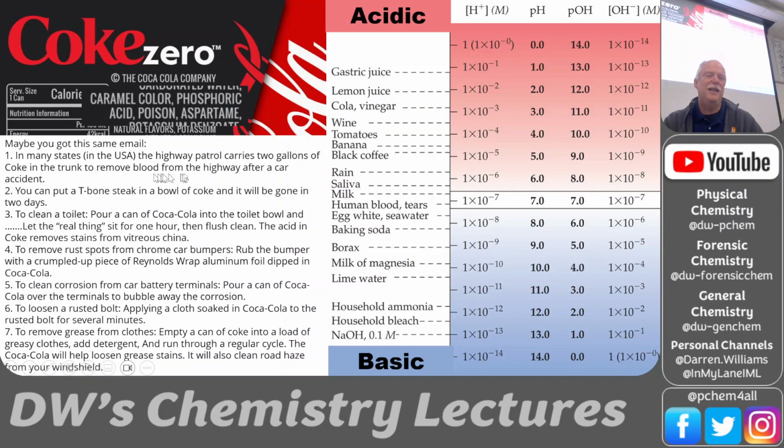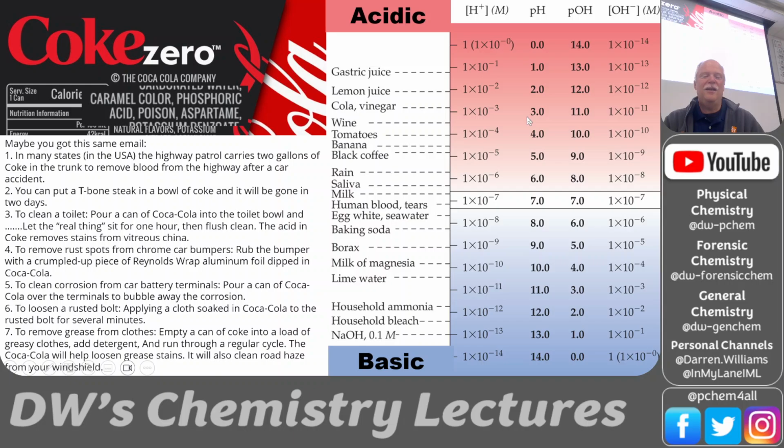In many states, the highway patrol carries 2 gallons of Coke in the trunk to remove blood from the highway after a car accident. It was not true, but anyway. You could put a T-bone steak in a bowl of Coke and it'll be gone in 2 days. All this stuff. And they're going crazy because of this acid that's in Coke. But look at the pH scale over here. Here's Coke, cola, and vinegar. There's a pH of 3.